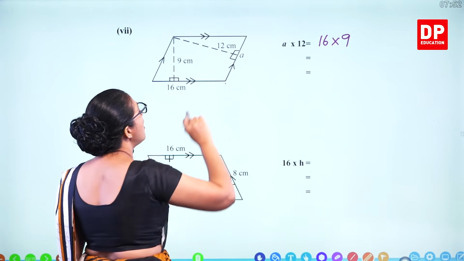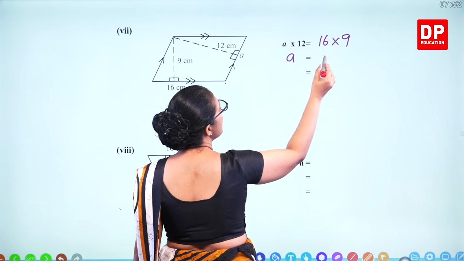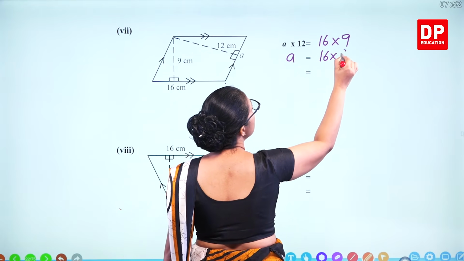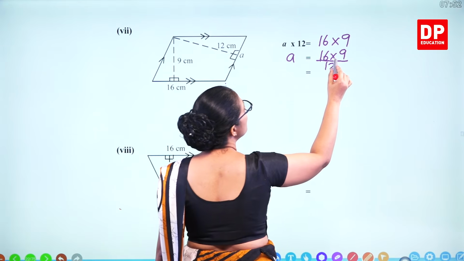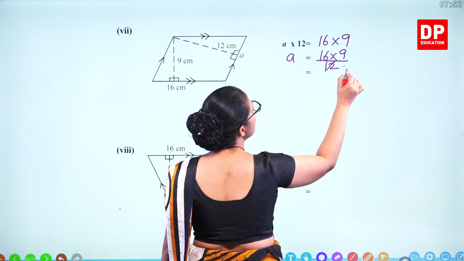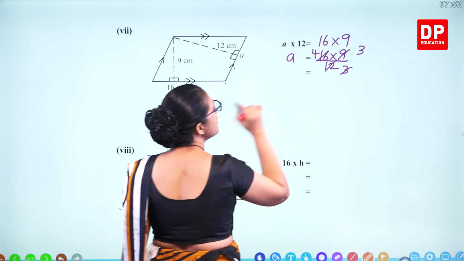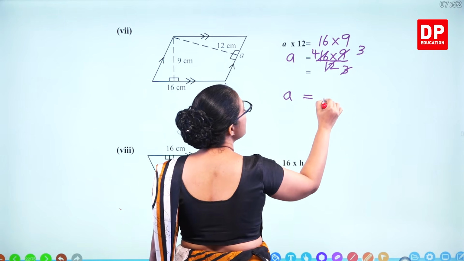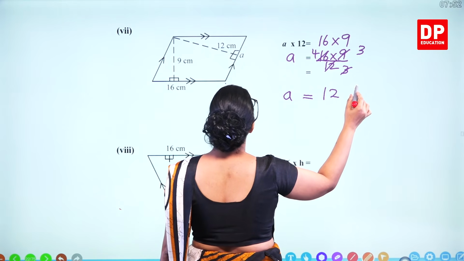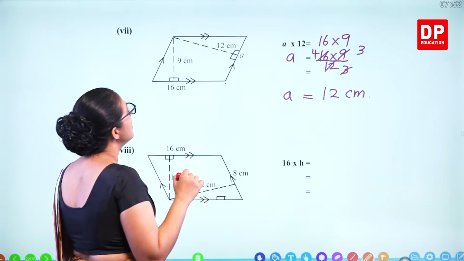So area is the same for a parallelogram. So how do you find out A? 16 times 9 divided by 12. So 4 times 3, 4 times 4 and 3 times 3. So A equals 4 times 3, 12 centimeters is the A value.